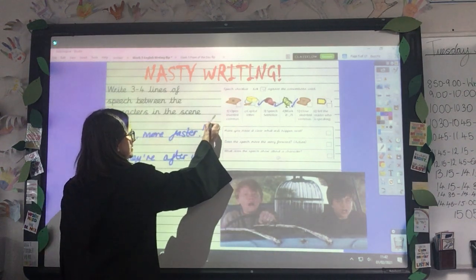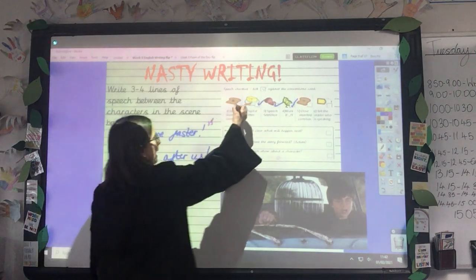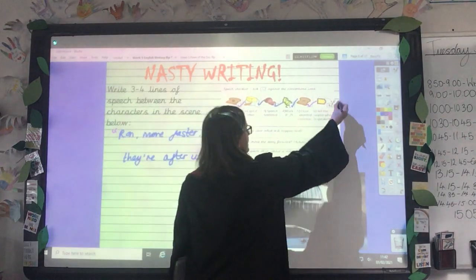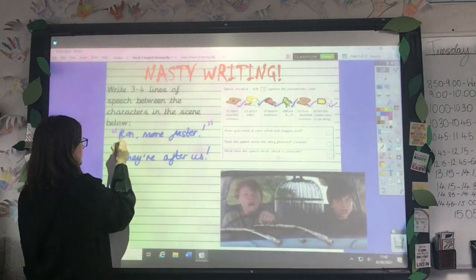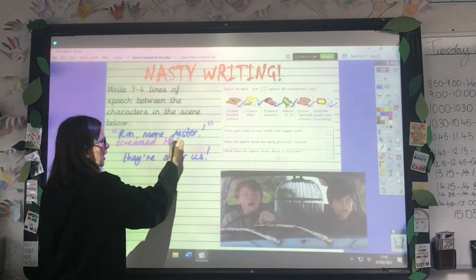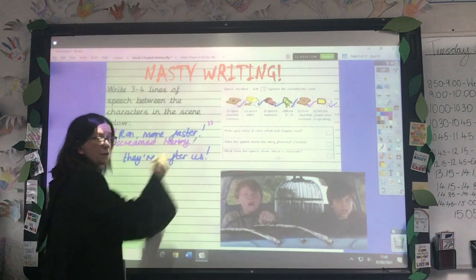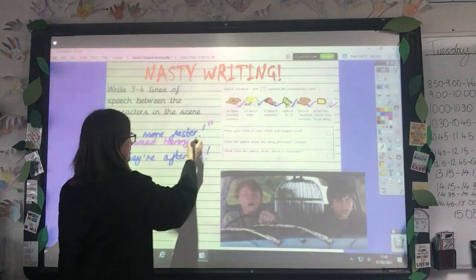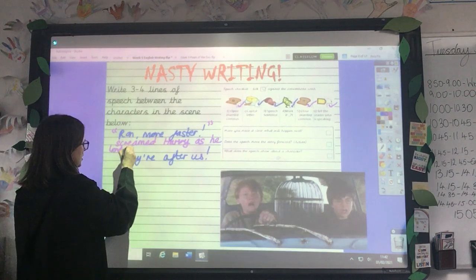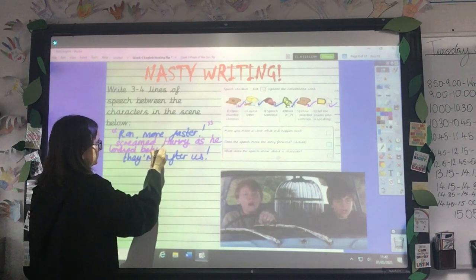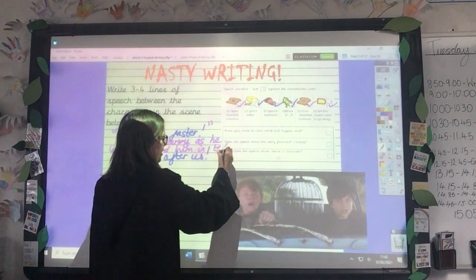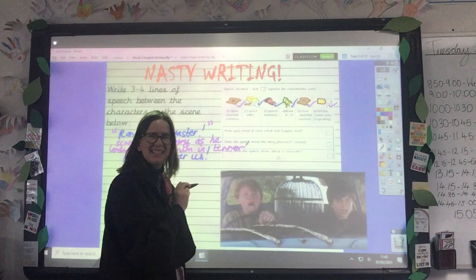"Ron, move faster." So I've got my open and my closed inverted commas. And now I need to tell the reader who's speaking. Screamed Harry. And then I'm going to put a bit of extra information in for the reader so they know what's happening. Screamed Harry as he looked behind him in terror. Sorry, I'm writing all over the checklist.